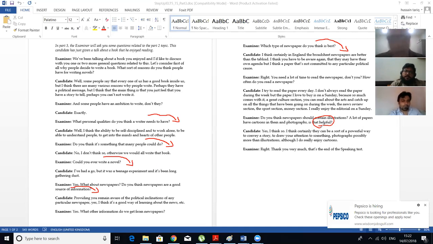Okay, Nabil Safasab, can you read the third question? Can you please read the third question, examiner? What personal qualities do you think a writer needs to have?